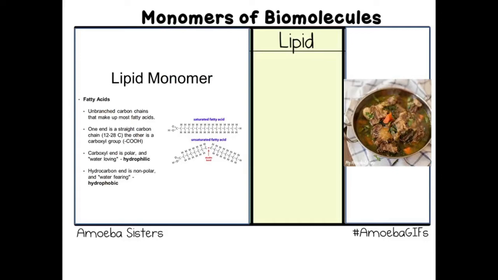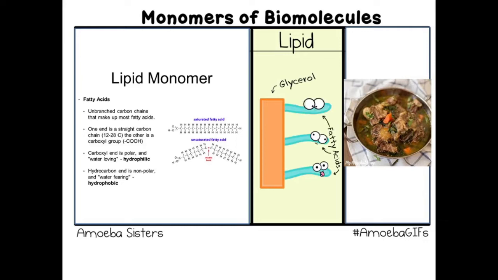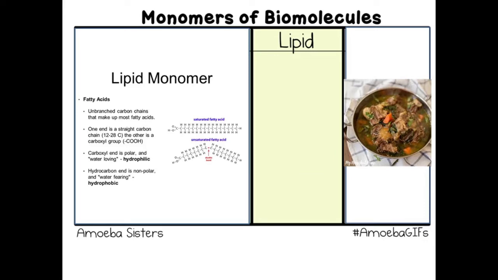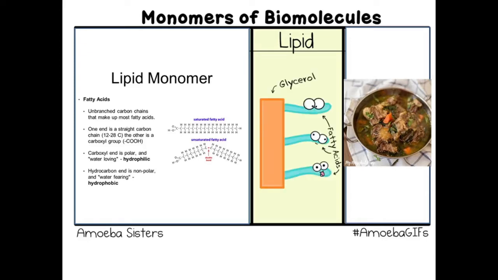This slide explains about the monomers of lipid molecules. Here we are looking at the fatty acid structure, in which 2 types of fatty acids are present, such as saturated and unsaturated fatty acids. Here the unbranched carbon chains give most of the fatty acids.